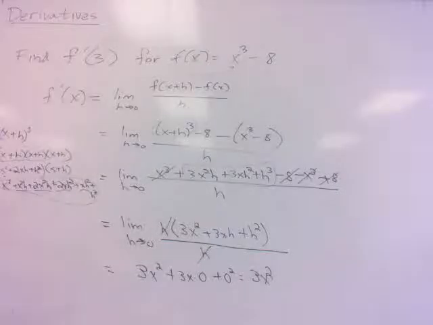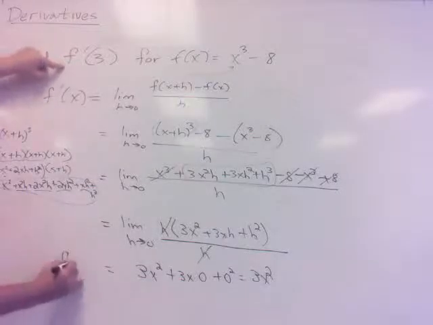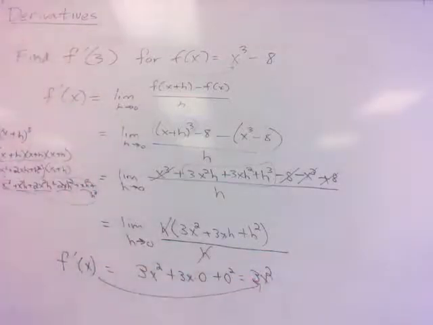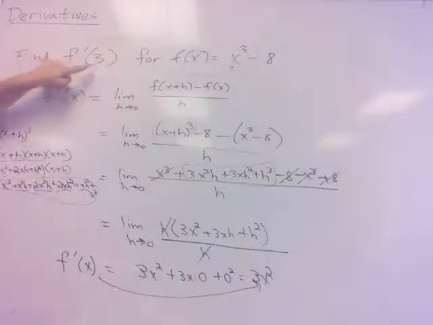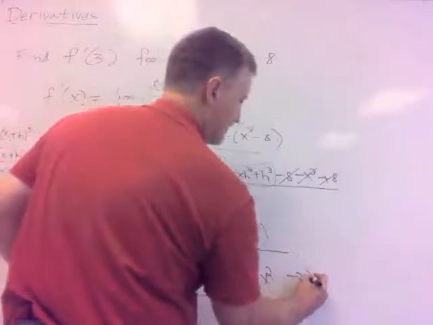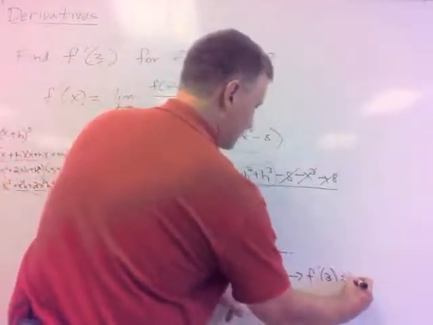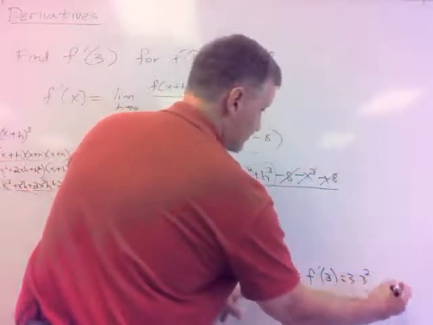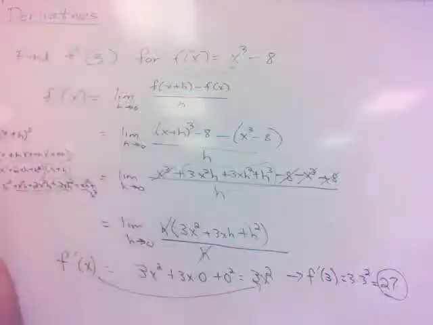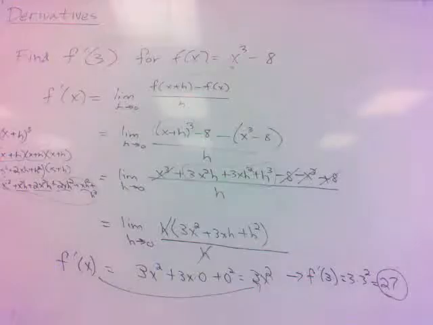Okay, but that wasn't what we wanted to find. That's f prime of x is 3x squared. I wanted to find f prime of 3. So what is f prime of 3? Well, put in x to be 3 now. If x is 3, f prime of 3 would be 3 times 3 squared, which is 27, isn't it? 27. Is that okay? All right.